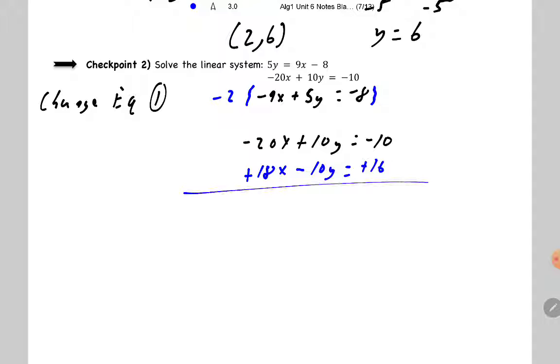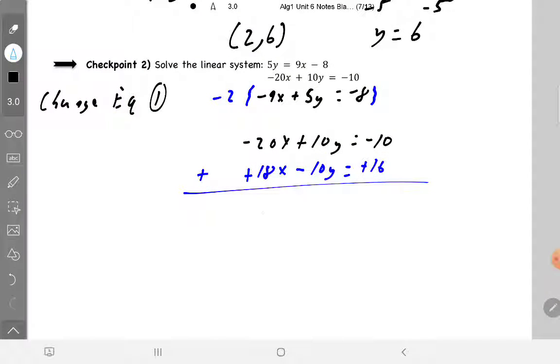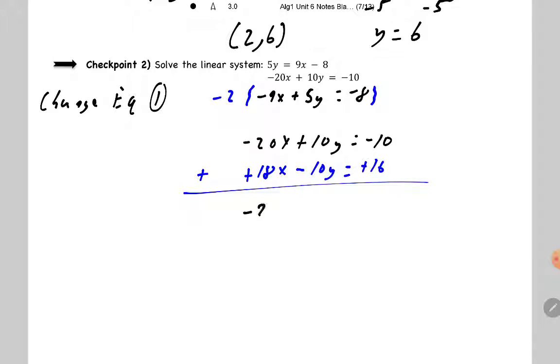So when I combine them, adding the equations together, I will get negative 2x equals 6. So dividing by negative 2, we'll get x equals negative 3.